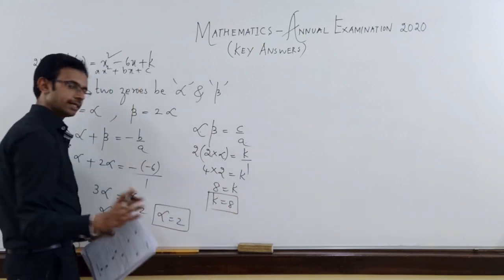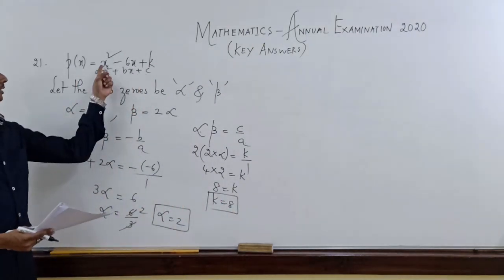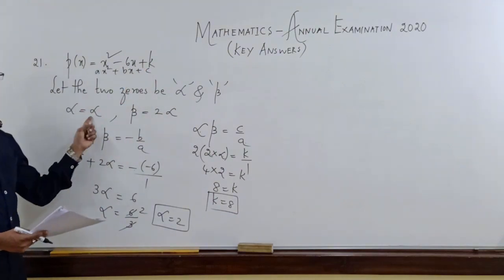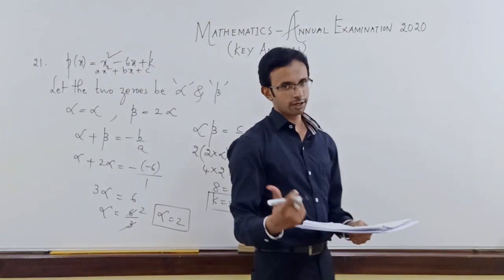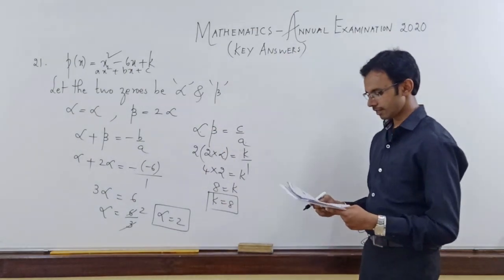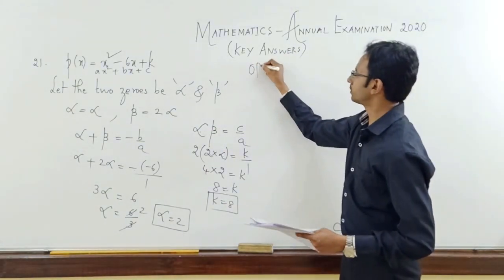If k value is 8, then we say this equation has one zero which is double the other, or twice the other. So if you have got k value as 8, you have done correctly. Or there is an optional question for you.